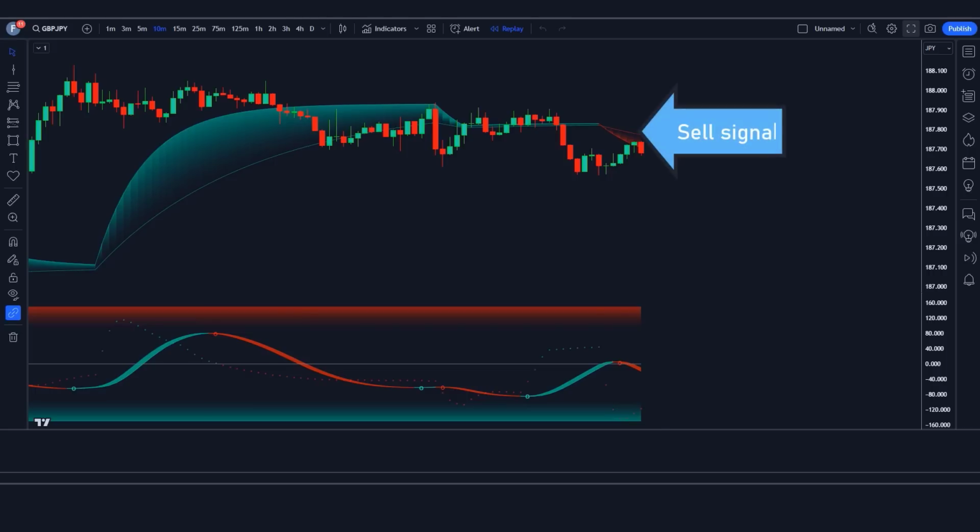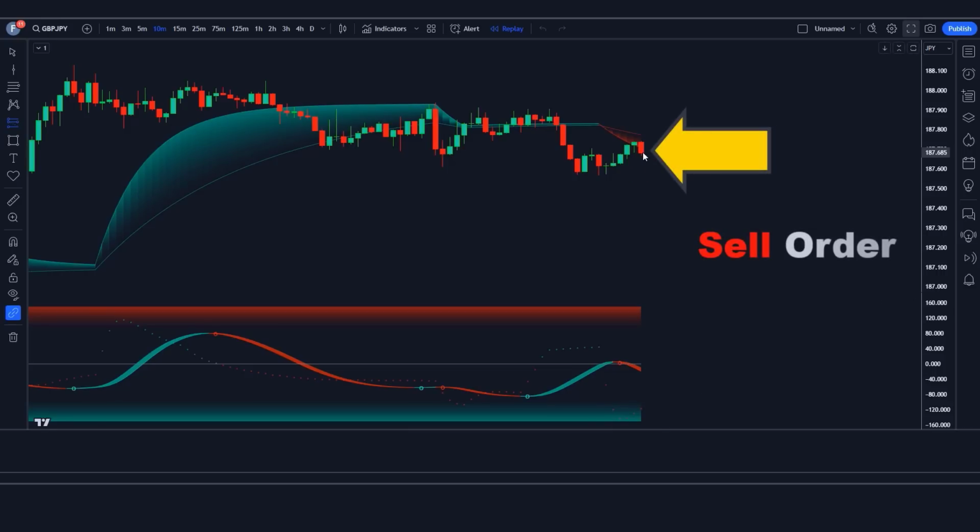When the liquidity indicator gives us a red area sell signal, when the median proximity indicator shows red area, and when the market forms a bearish candle, if this condition is fulfilled, then we will place a sell order.